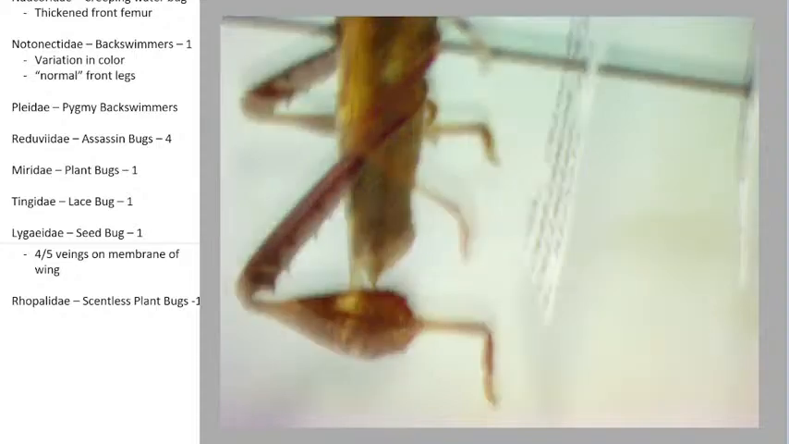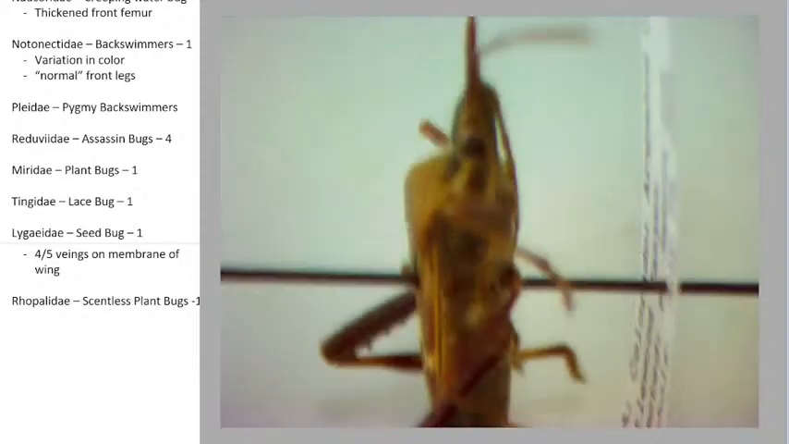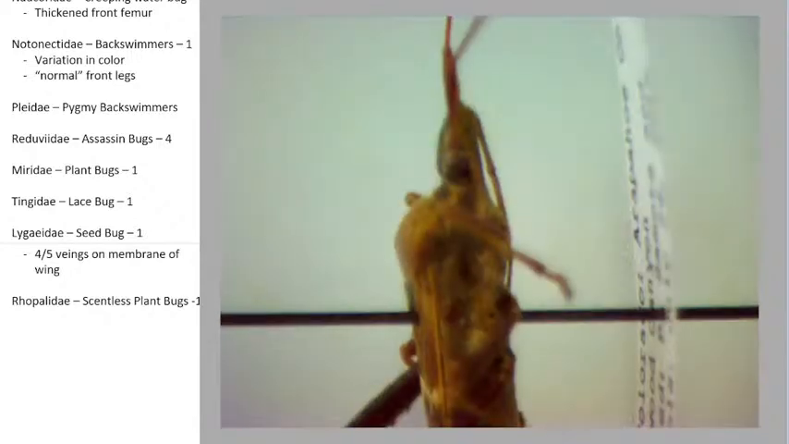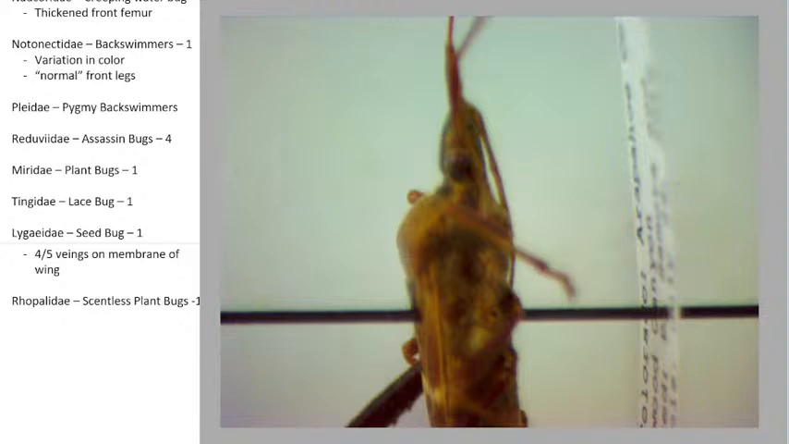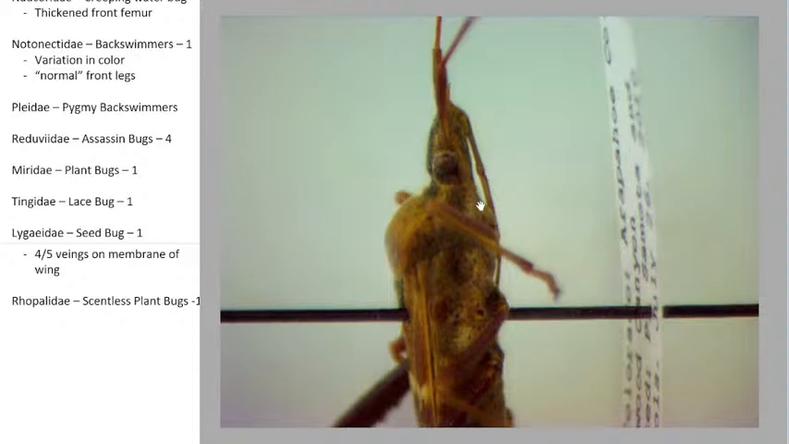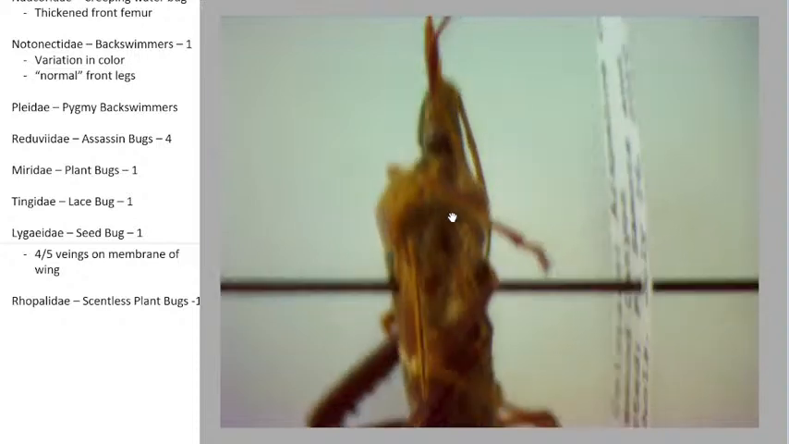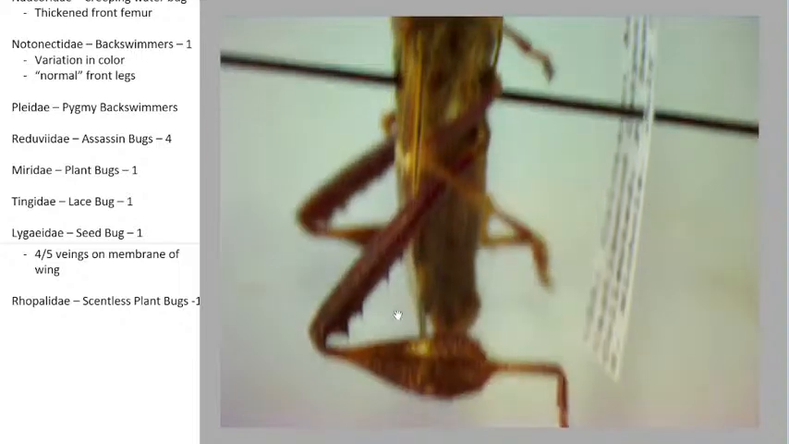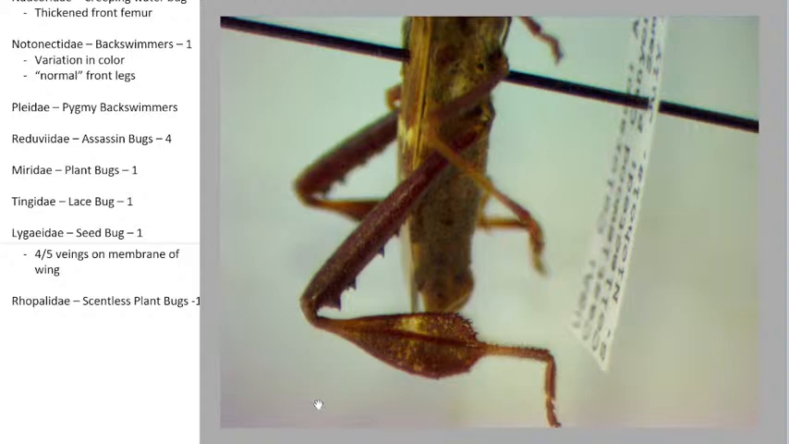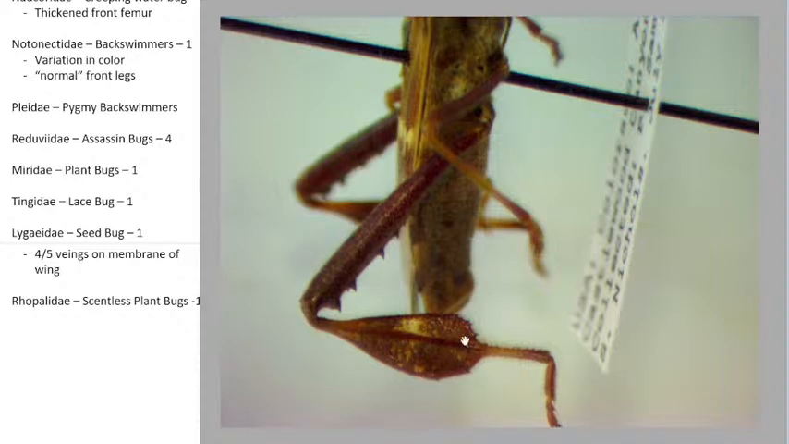All right, so this is going to be our leaf bug. You can see up here at his head, he has that long true bug, piercing and sucking mouth part right about here. And if we look along his body, you can see this is definitely going to be his defining characteristic, right? He has these expanded legs that look like leaves, and he's a leaf bug.